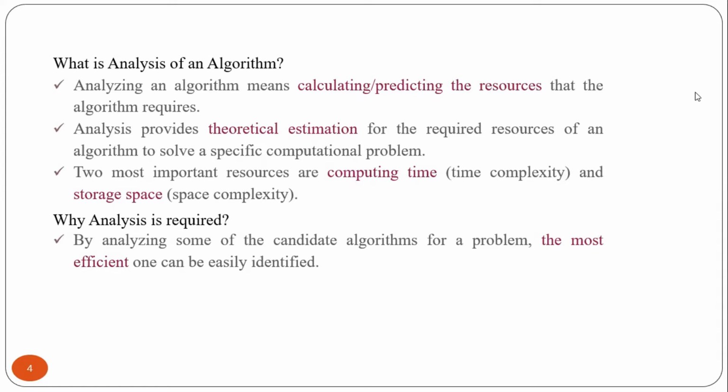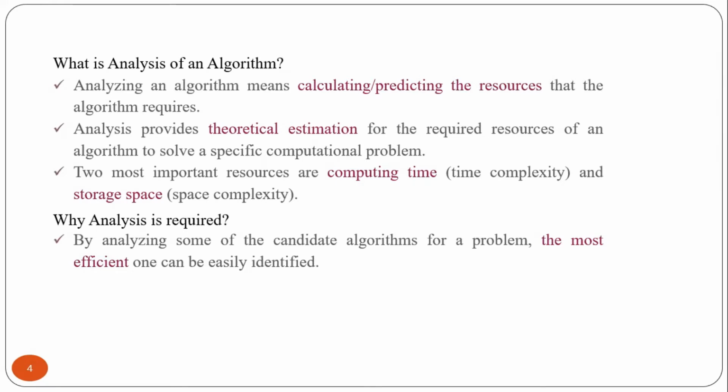That means theoretically we are telling that this much time, this much memory is required by the algo to get executed. So two most important resources are computing time and the storage space. I already explained you time complexity and space complexity. Why analysis is required? By analyzing some of the candidate algorithms for a problem, the most efficient one can be easily identified. Now, what does this line say?